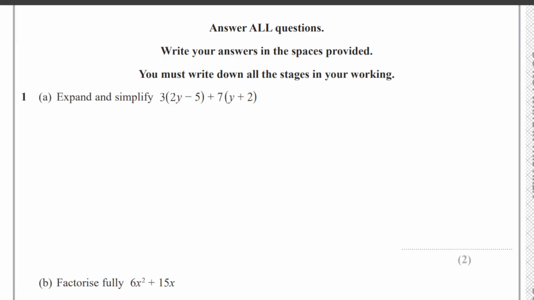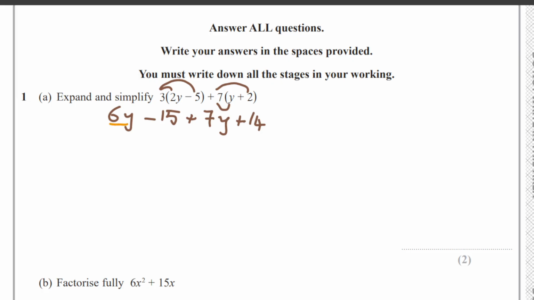So to expand, I'll first multiply here. 3 times 2y is 6y, and then 3 times 5 is 15, and there is a minus sign in the middle. The first part is done. Now let's do the second part. Plus 7 times y is 7y. 7 times 2 is 14. That's very good. Now let's combine like terms.